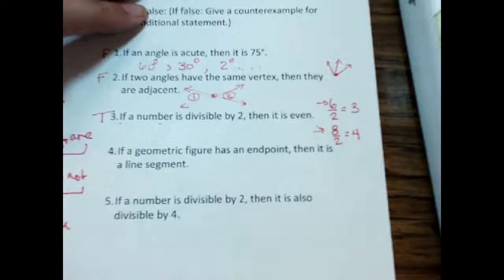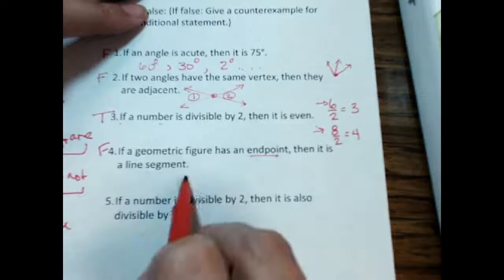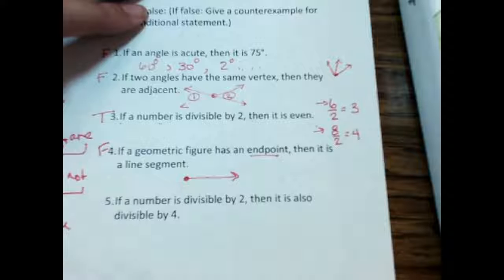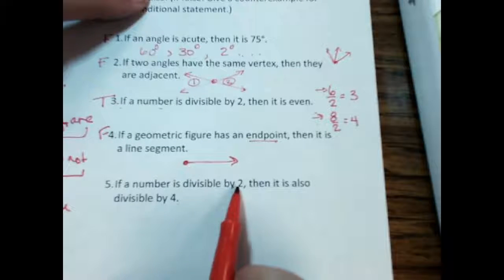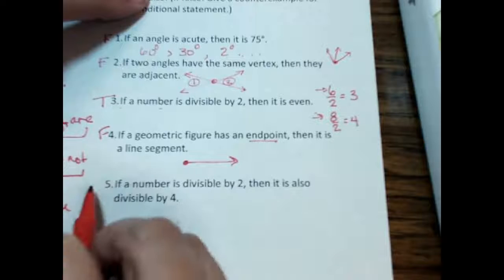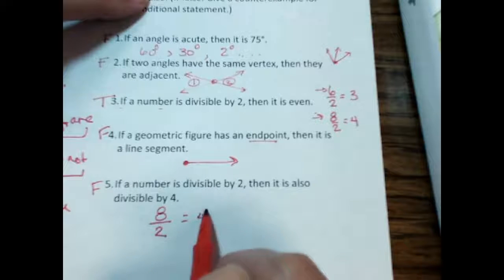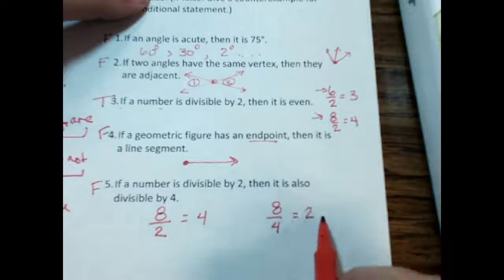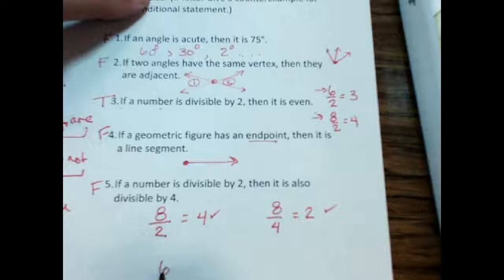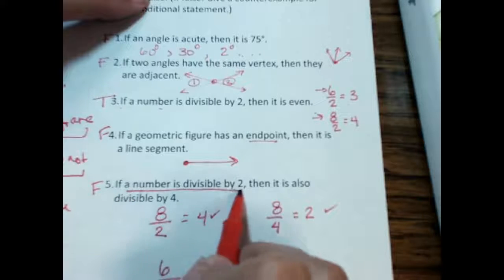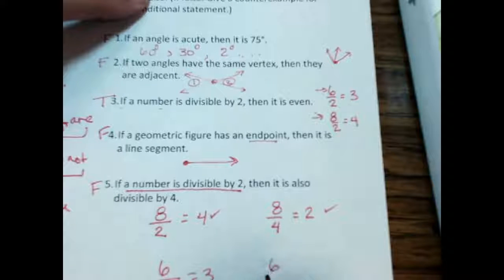Number 4, if a geometric figure has an endpoint, then it's a line segment. Well, that one's false. What other kind of shape has an endpoint? Well, that would be a ray. And finally, if it's divisible by 2, then it's also divisible by 4. Well, that's false, because while it's true that 8 is divisible by 2, and 8 is divisible by 4, that one's okay. But what if we picked a number like 6? 6 is divisible by 2, but it's not divisible by 4. It's not a whole number if I divide it by 4. So this is a counterexample to this one.